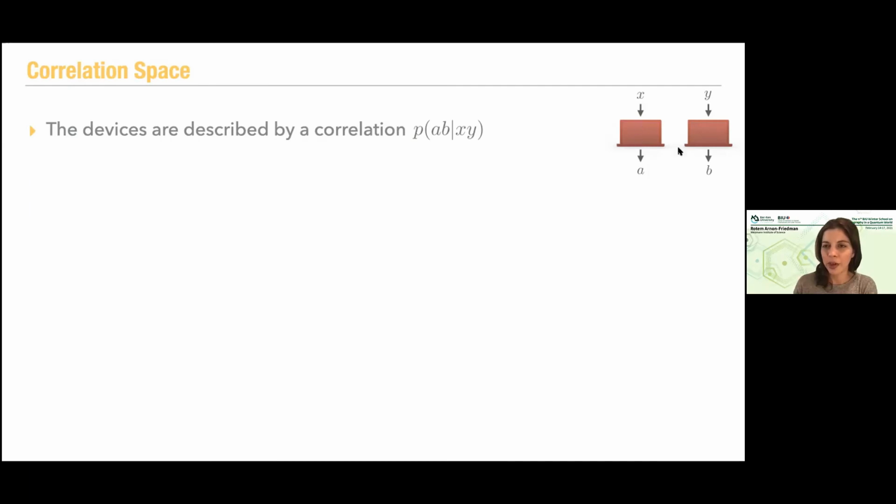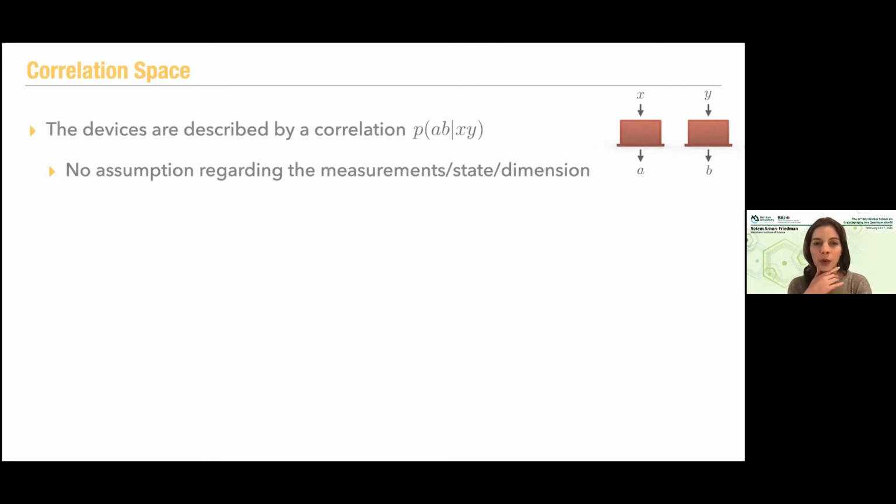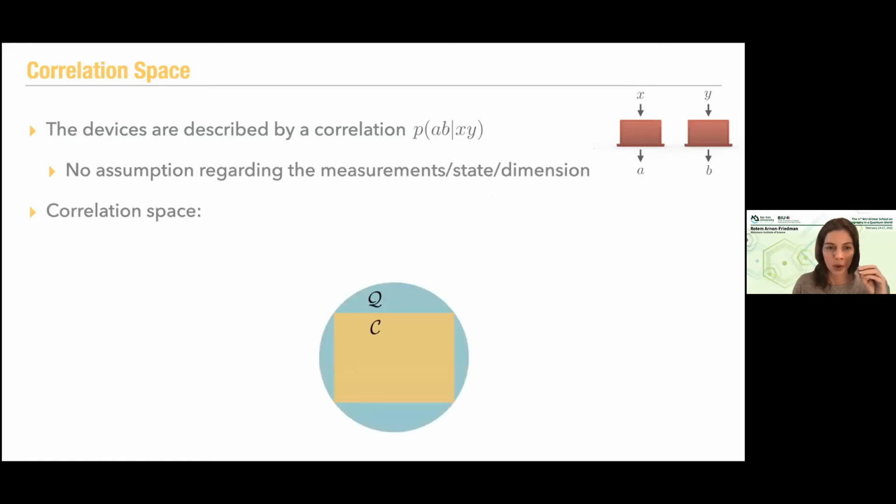As I said before, let me look at it in a slightly more formal way. If I have these devices, then the way to describe the behavior of these two devices is by using what we call a correlation. This conditional probability distribution tells us what they're doing. And because it's a conditional probability distribution, there is no assumption regarding which measurements I'm making, what X and Y correspond to inside of this device, nothing about the state that is being measured, or the dimension of the system. I didn't say anything. I'm just looking at this correlation.